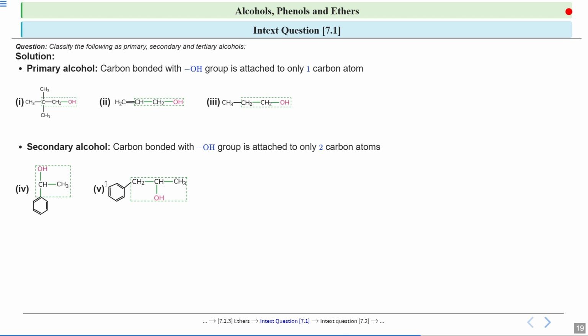The fifth molecule is a benzene ring attached to CH2, CHOH, CH3. Again on the basis of the classification of alcohols, the hydroxyl group is attached to this carbon, which is attached to only two other carbons, this methyl and this CH2 carbon, right? So this fifth structure is also a secondary alcohol.